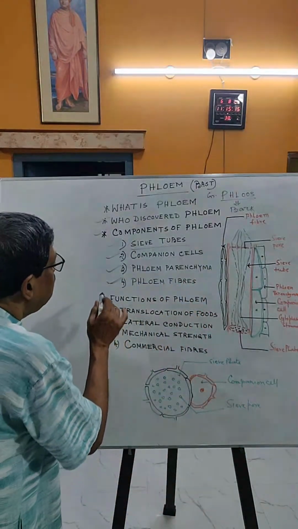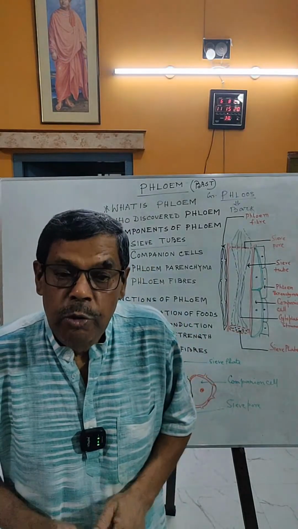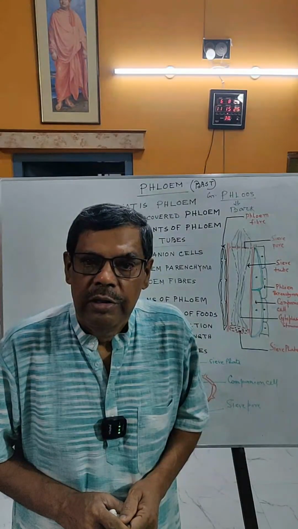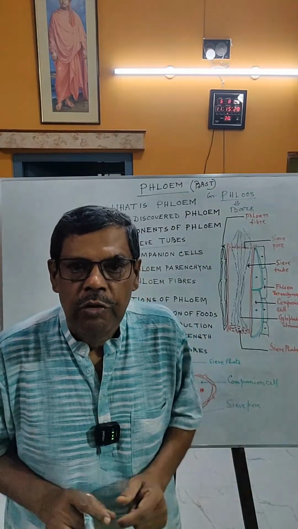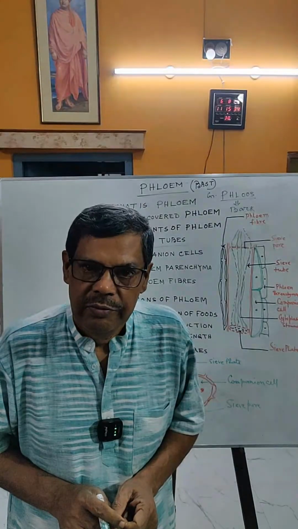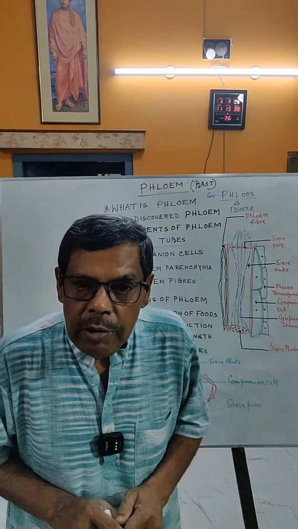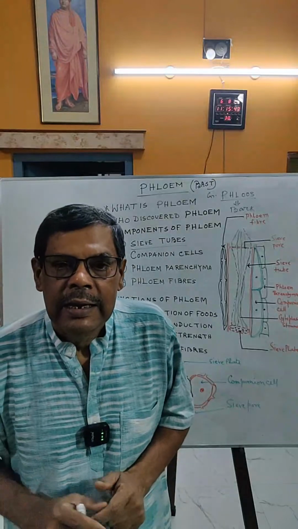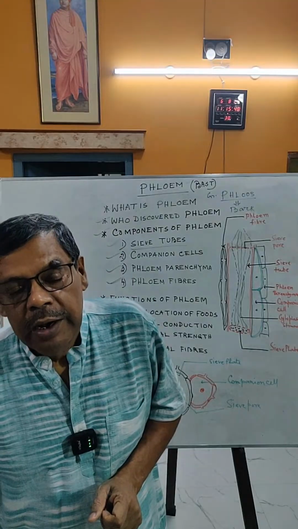Next, phloem parenchyma is one kind of parenchymatous cell which is associated with the phloem. These are living cells, thin cellulose cells, with dense cytoplasm and a prominent nucleus. They perform the function of food storage and slow lateral conduction, that is transportation of food material to the peripheral tissues.